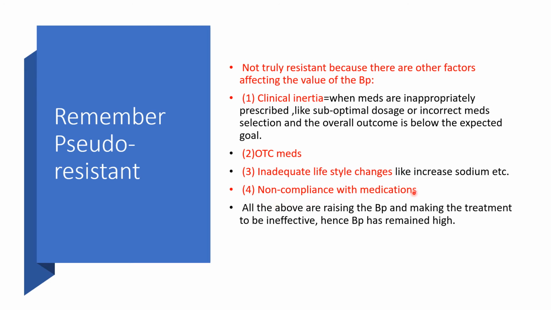And non-compliance with medication: maybe this person is confused, cannot take medication at the prescribed time and dosage, or there's no money to refill. So you get information from the pharmacist on that, then from family members, and so on, or staff attending to the person. Okay, all the above are raising the BP. All this clinical inertia, over-the-counter medications, inadequate lifestyle changes, non-compliance with medications will raise the BP, making the treatment ineffective. Hence, the blood pressure will remain high.